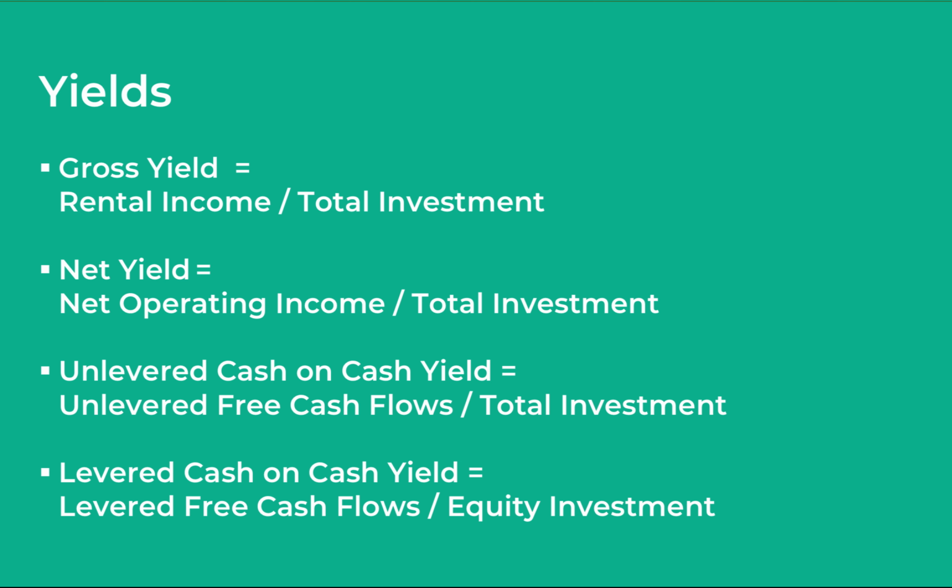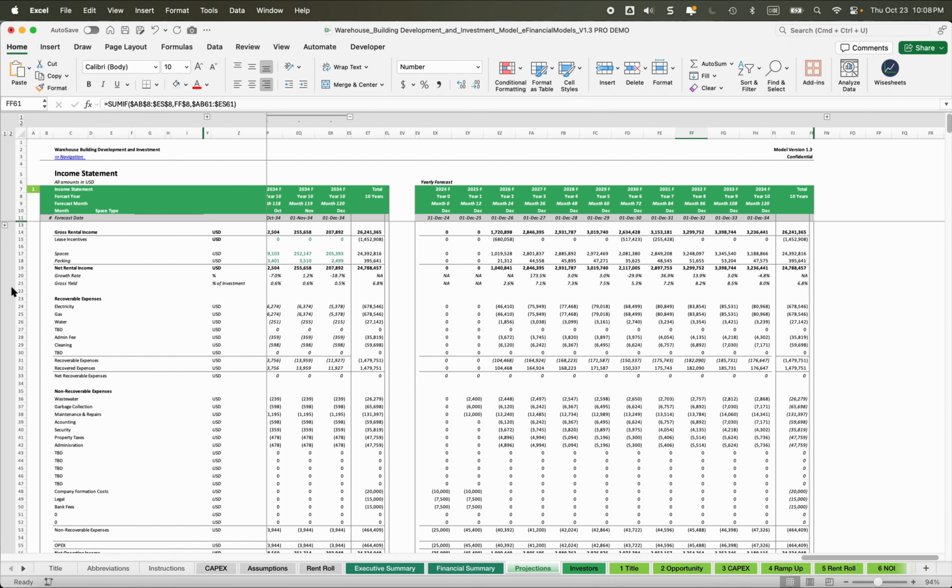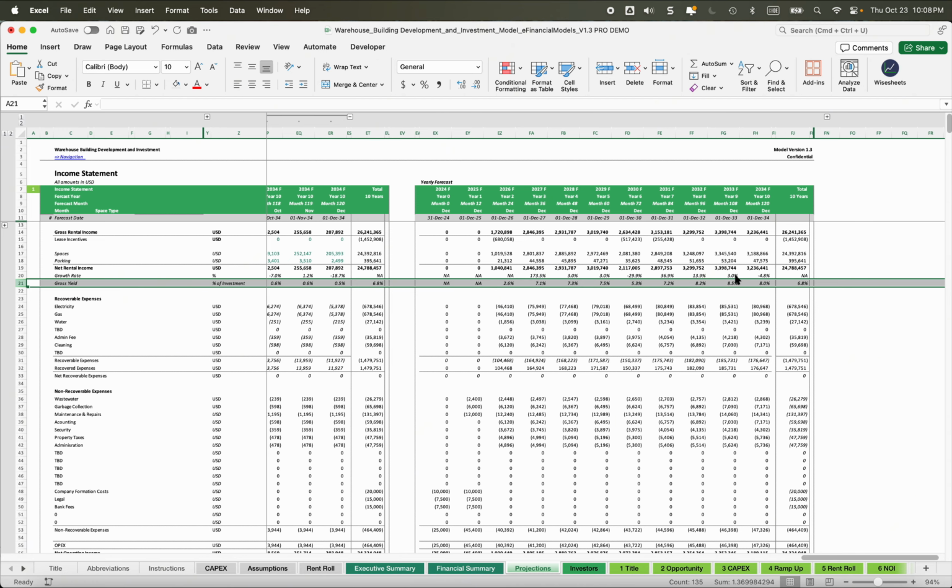Or if we want to look more on a cash-on-cash basis, then we can either look at the unlevered or the levered cash yields. If it's levered, then we only look at the equity portion of the investment. And this is what we're going to do in our model. We're going to calculate the yield, starting here with the gross yield. And as you can see, this varies basically year by year. In this case, it varies because we have some idle times and lease incentives which are modeled in.